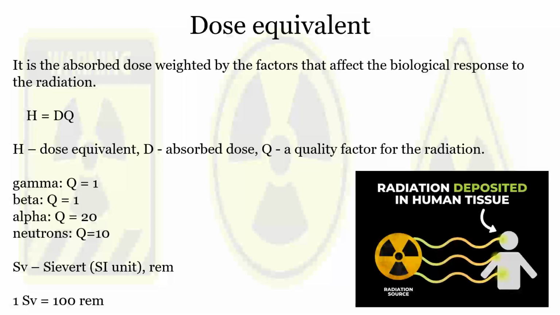Quality factor is based on an observed relative biological effectiveness of radiation. It adjusts the absorbed dose to account for the effectiveness of the radiation at producing biological damage. For gamma radiation, Q equals 1, which means the dose equivalent equals absorbed dose for gamma radiation. For beta radiation, Q also equals 1. For alpha, Q equals 20. So alpha radiation is more dangerous than beta and gamma. And for neutrons, Q equals 10. The dose equivalent is measured in rem or Sievert. 1 Sievert equals 100 rem.